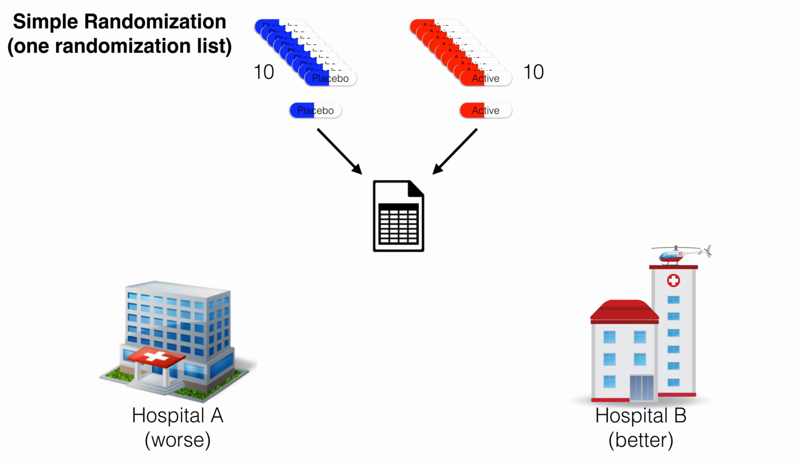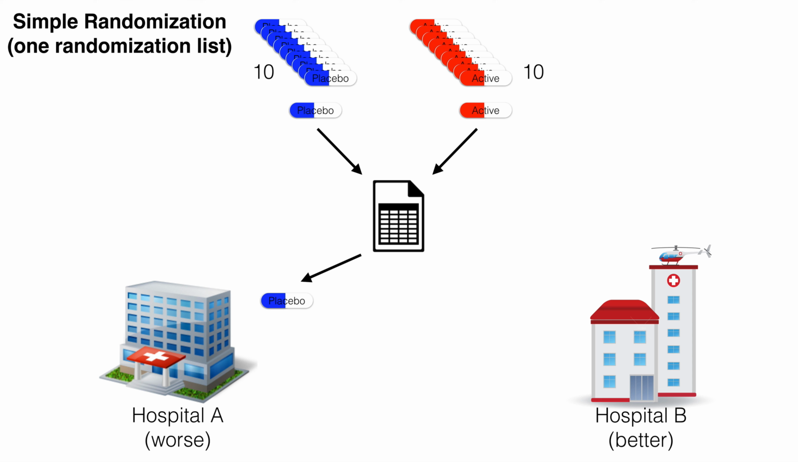Let's say instead of 200 patients, that we'll instead be looking at 20 patients. And so you can see I have 10 patients in each arm, 10 placebo and 10 active intervention, and in this case that would be the levosimendan drug. If we form a simple randomization with one randomization list, we will end up potentially with an imbalance of patients receiving the intervention and placebo at each of the sites.